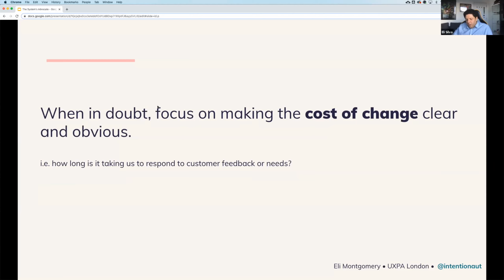So one of the things that I like to think about and talk about with my design team and with the product managers I work with is, when in doubt, focus on making the cost of change clear and obvious. What I mean by that is, the cost of change is, if you had customer feedback today, how long does it take you to design a solution to that, right? Customers call in and complain that something's broken in your checkout UI or, if you're in e-commerce, maybe it's your search and browse experience or the save or add to cart, right? How long does it take to make that change?